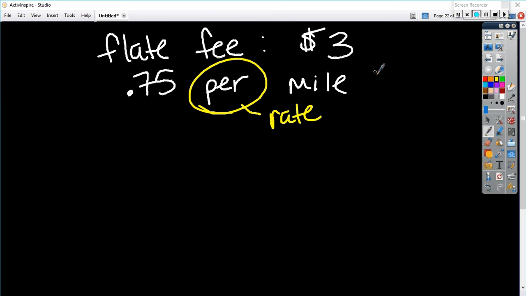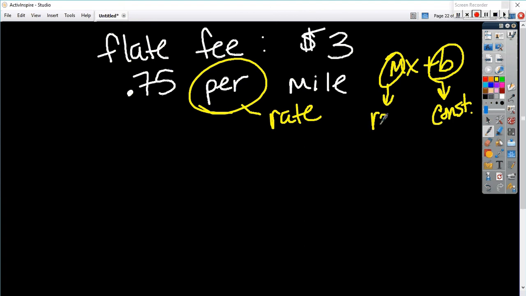So here, remember I told you it's mx plus b, and we're going to plug in for m and we're going to plug in for b. B is the one that doesn't change, it's constant. M is going to be our rate. Yes, the constant's going to be $3.